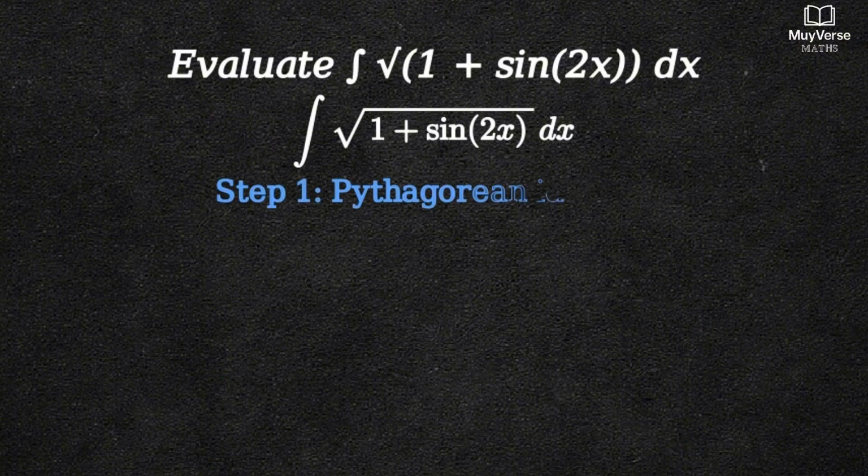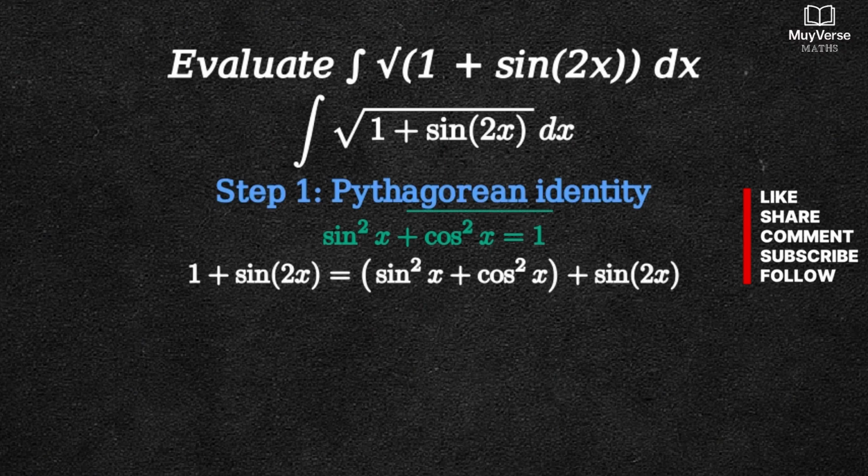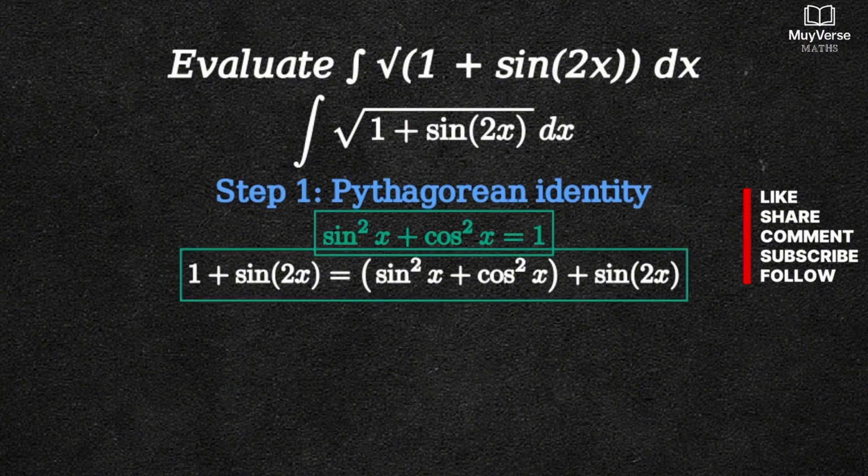Step 1. Use the Pythagorean identity. Sine squared x plus cosine squared x equals 1. We will substitute that 1 into the integrand. So 1 plus sine 2x becomes sine squared x plus cosine squared x plus sine 2x.